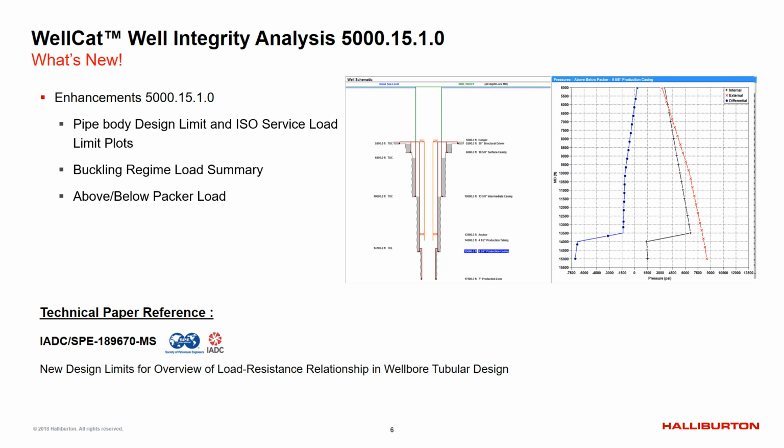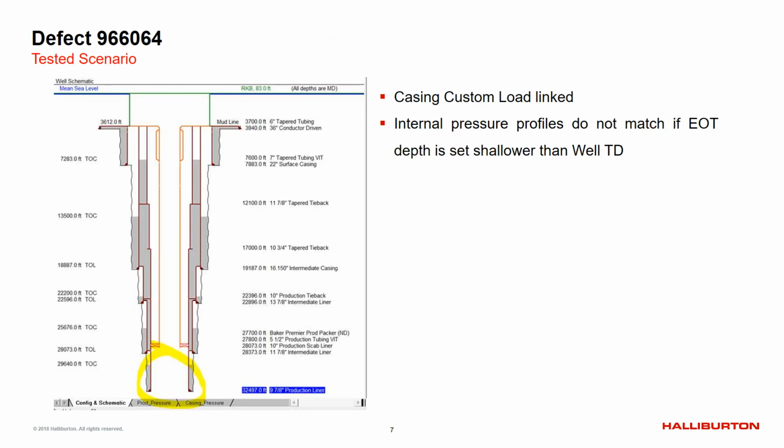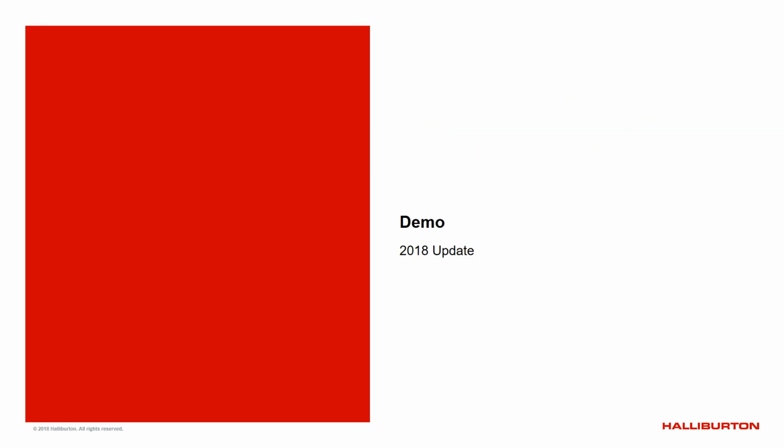Details about the pipe body design limit plot configuration can be found in SPE paper 189670. Also, it's important to highlight that we have addressed a defect specifically associated with well configurations with the tubing string set shallower than well TD, such that the string of interest, the casing or liner string of interest, has the proper internal pressure representation. So let's take a look at the demo.